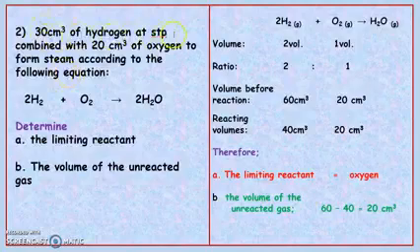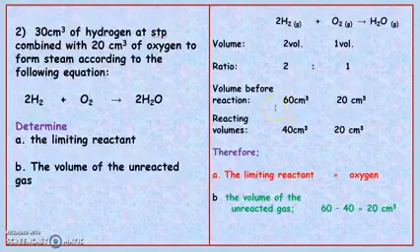30 cm cube of hydrogen at STP combines with 20 cm cube of oxygen to give us steam according to this reaction. Determine the limiting reactant and the volume of unreacted gas. If you look at this equation, according to the equation of reaction, we have 2 moles of hydrogen and oxygen. We are interested in hydrogen and oxygen. So according to the equation, 2 volume of hydrogen requires 1 volume of oxygen. So 2 moles, the ratio is 2:1.